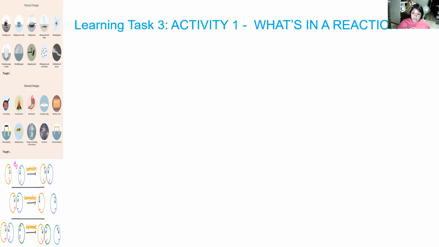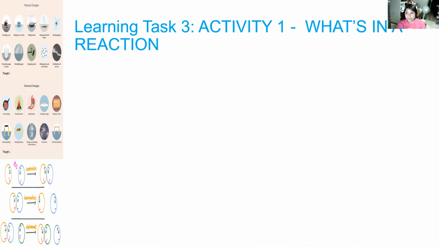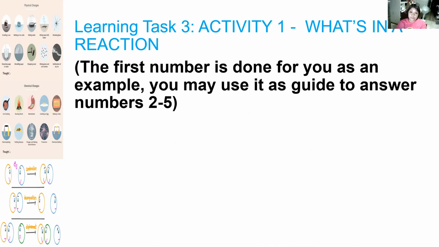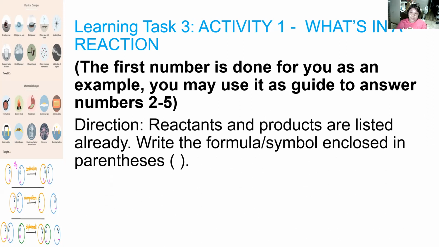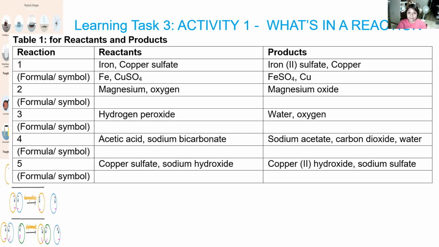So these are the statements. The first number is done for you as an example. You may use it as a guide to answer numbers 2 to 5. Direction. Looking at your answer sheet, reactants and products are listed already. Write the formula or symbol enclosed in parentheses. So I have already given the reactants by writing their elements or compounds. All you need to do is write the formula.